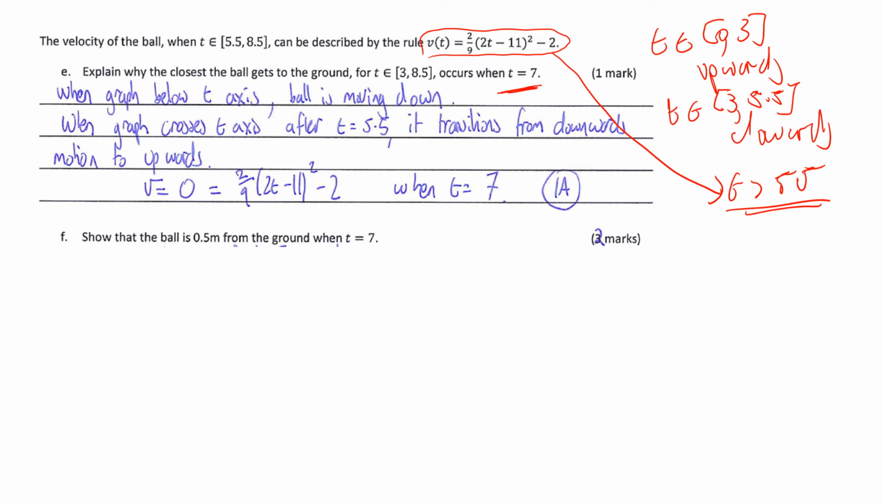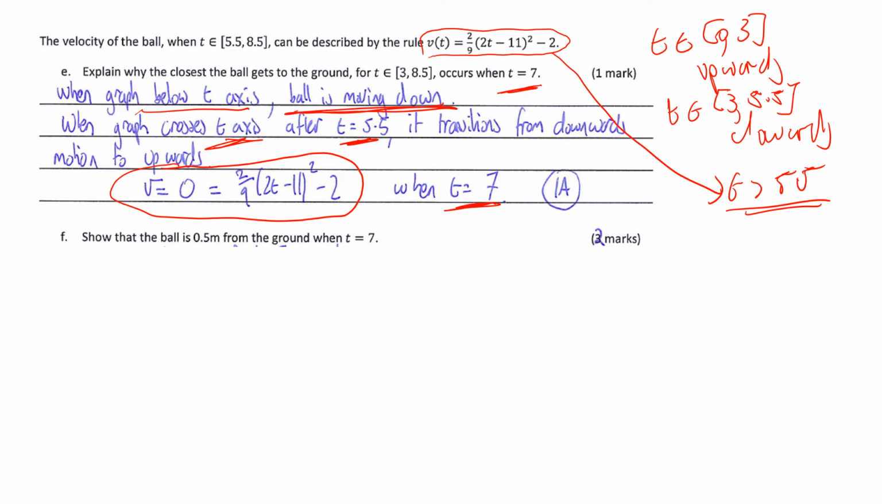So when the graph is below the t-axis, the ball is moving downwards, and of course it's moving from a height of 6 meters. So when the graph crosses the t-axis after t equals 5.5, it transitions from downwards to upwards motion. By the way, I was extremely lenient in answering this question because it was a little bit perhaps unclear as to what exactly I was after, but I was after that sort of thinking. Any kind of solution to that equation gives rise to the value of t for which the ball is closest to the ground. So setting that equal to 0 and solving gives us a value of t equals 7 in terms of a positive value anyway.